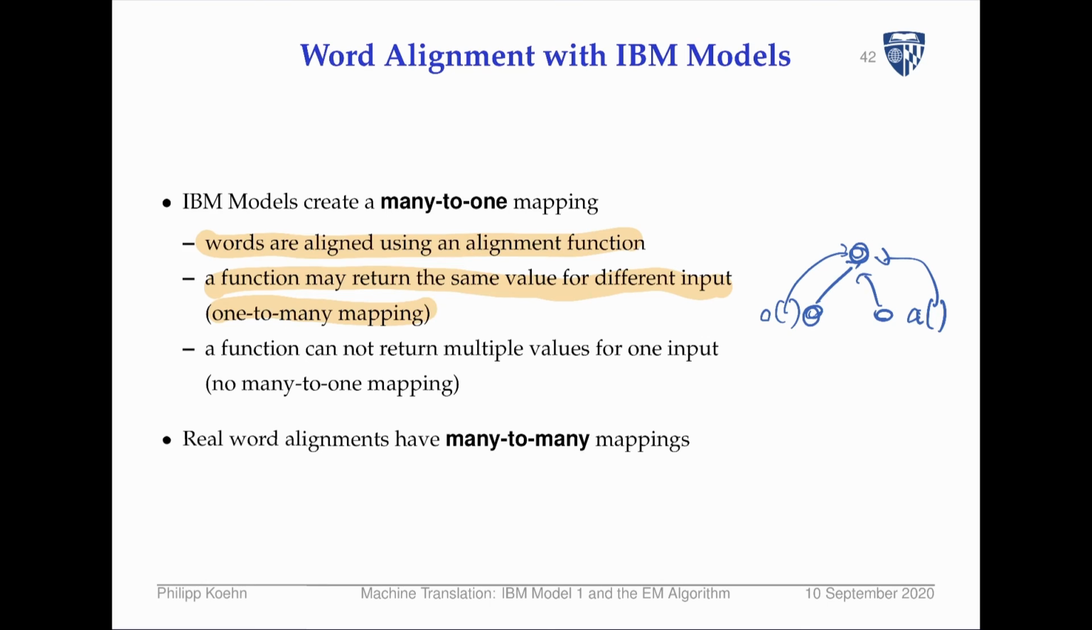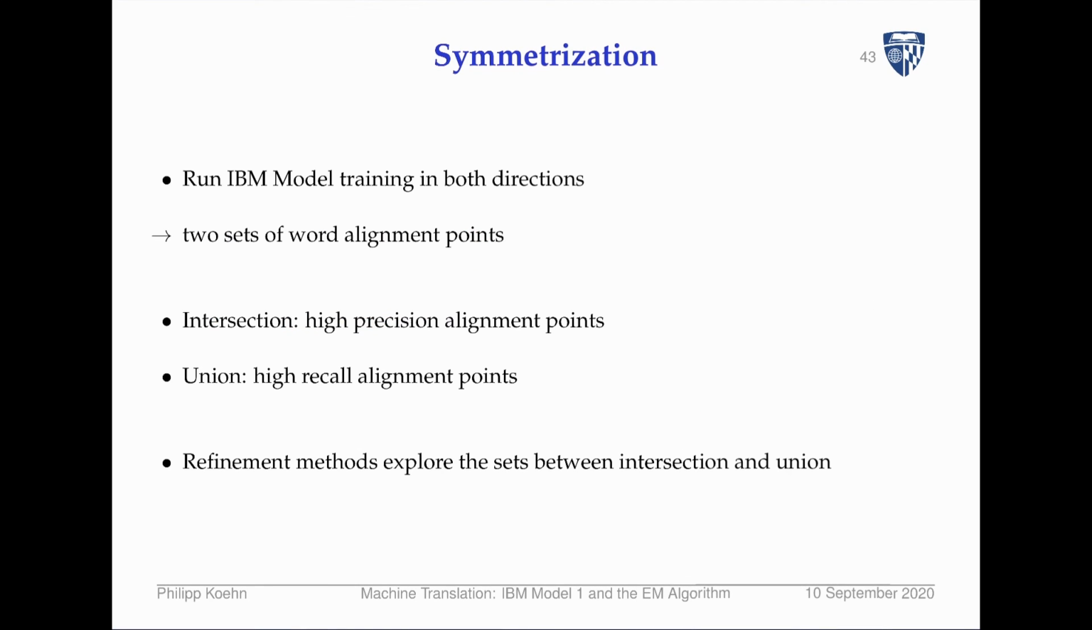But we can't have multiple output values. We defined it as a function over input of integer to integer, so we can't suddenly return multiple values. A function can't have multiple values unless it returns sets. So we can't do that. But in the real world, and we actually showed an example, we have many-to-many mappings, or one-to-many and many-to-one and all that kind of stuff.